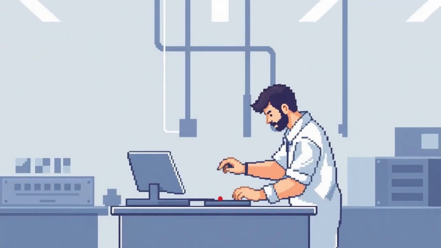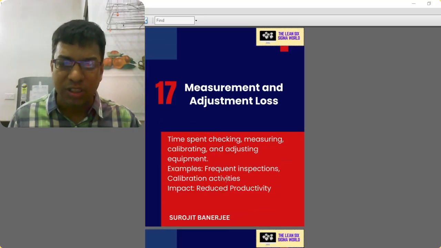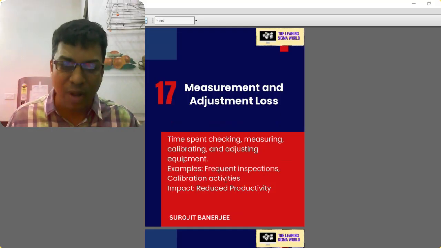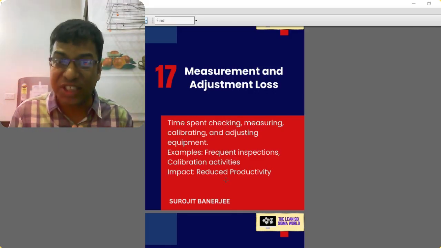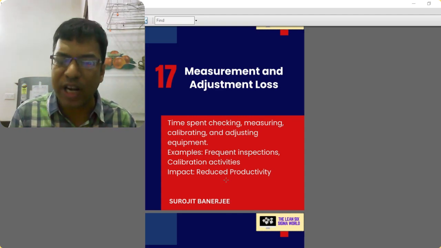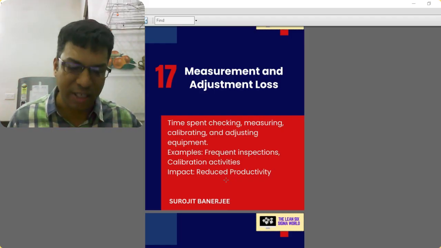Now measurement and adjustment loss. This happens due to checking, calibration, or adjusting the equipment. For that, time is lost. That comes under measurement and adjustment loss. This is required, but it is a non-value-added activity. The customer doesn't pay for it. Examples are frequent inspection and calibration activities. The impact is basically reduced productivity.